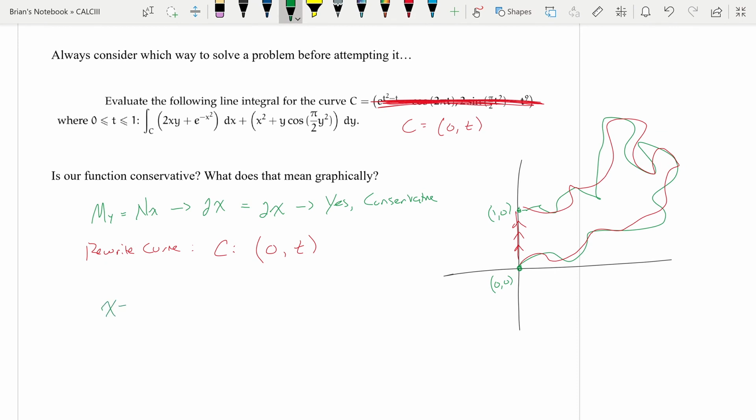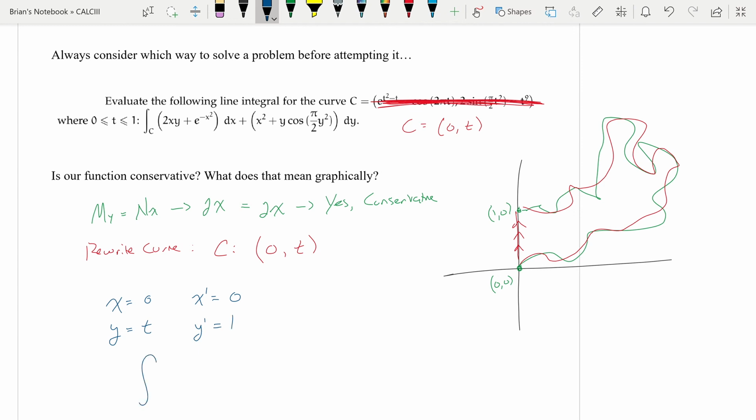So find your x, find your y. Our x is equal to 0. Our y is equal to t. So our x prime is equal to 0, and our y prime is equal to 1.